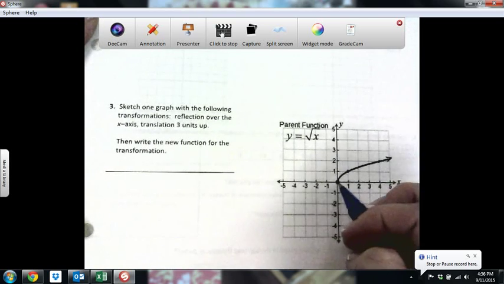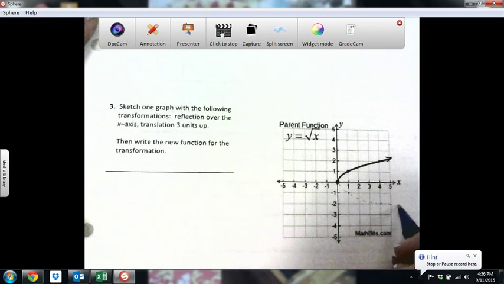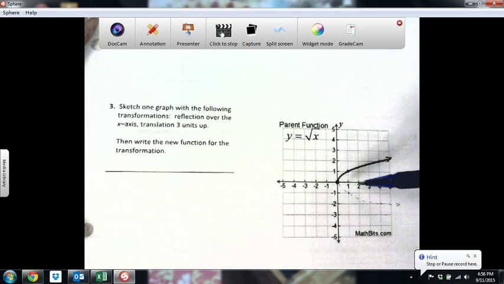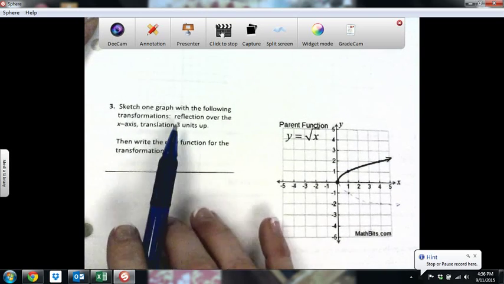I'm going to draw this as a dotted line because this is not my final graph. This is just the reflection over the x-axis. So remember, we took every point that was above the line and moved it the same distance below the line. Then we're going to take each of these points and move them up 3 units.